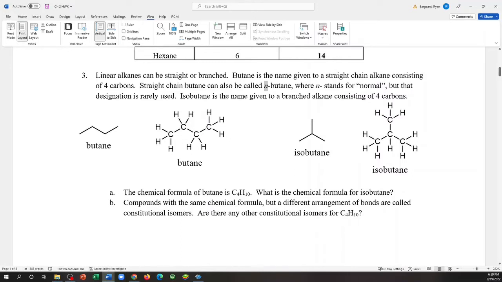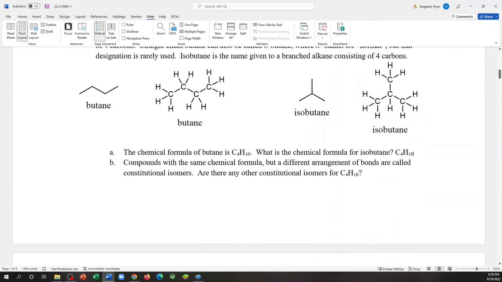What is the chemical formula for isobutane? Well, I drew the Lewis structure out here, so now we just have to count. There are 1, 2, 3, 4 carbons, and 1, 2, 3, 4, 5, 6, 7, 8, 9, 10 hydrogens. The chemical formula for isobutane is also C4H10. Compounds with the same chemical formula but different arrangements of bonds are called constitutional isomers. So butane and isobutane are constitutional isomers of each other because we have fundamentally changed the way that the skeleton is built, but we stayed with the same molecular formula.